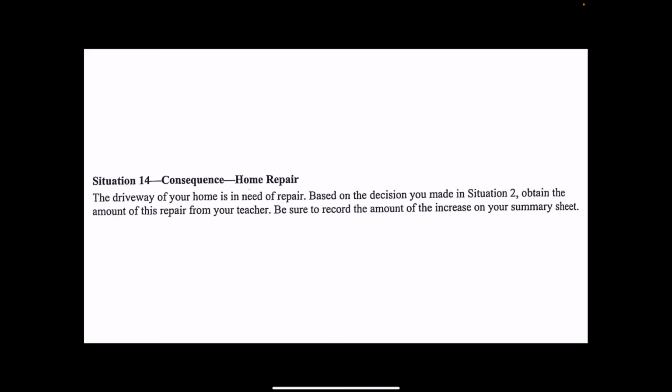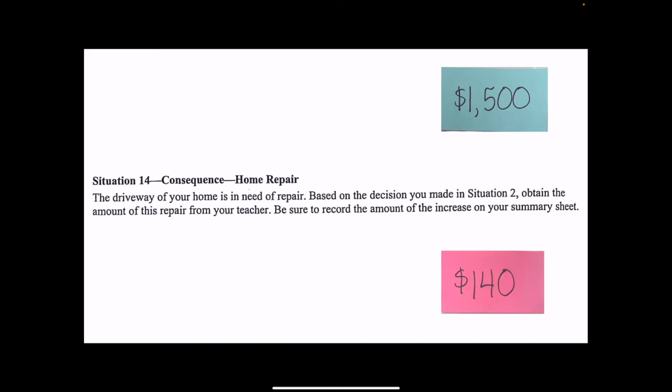If you chose option B, which is you bought a house, I'm going to pull out of the hat a colored card, a teal colored card, and it is $1,500. So it's minus $1,500 to get the driveway fixed at your home. If you chose option A in number 2, you are renting, that would be 0. You don't have to pay for the driveway. If you chose option C, which is the condo, then your choice is the pink, which is $140. So this is a minus $140.